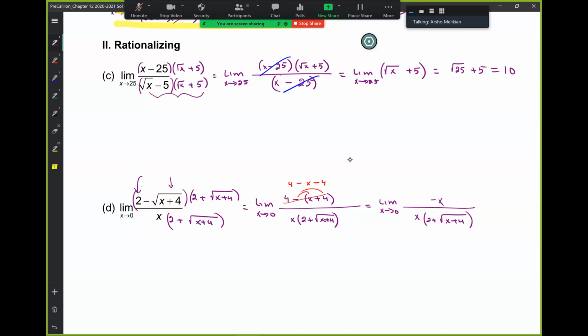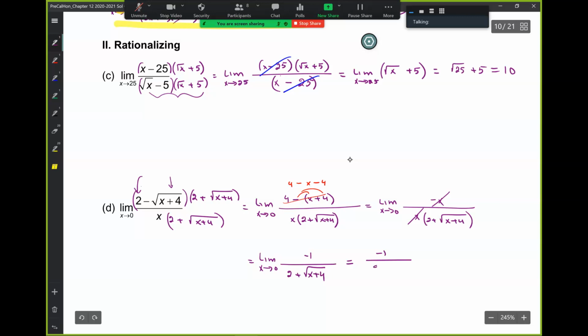35% of students, and that's not even a random number, 30 to 40% of students will forget that negative. Now look, x's go away, but the negative stays. So now I have the limit as x approaches 0 of negative 1 over this mess. Now I plug in 0. 2 plus root 4 is 4, so negative 1 over 4.